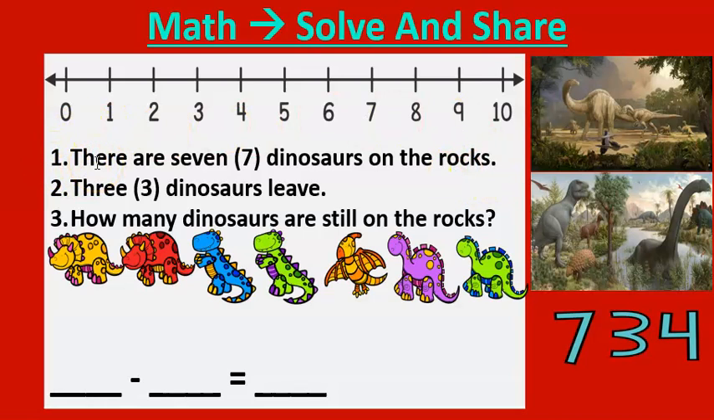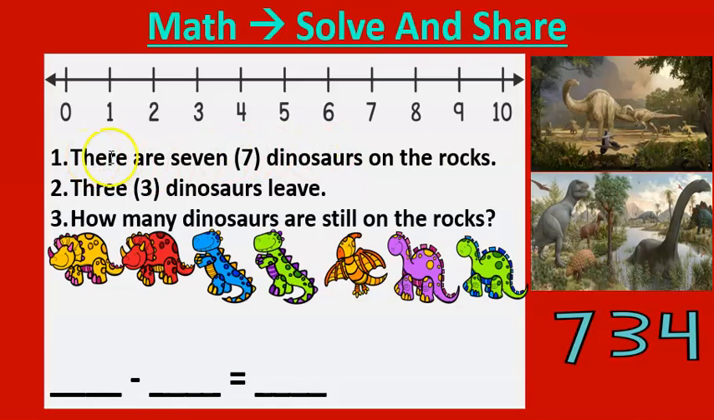I'm going to read with you, okay? We're going to have to do something with these numbers, okay? Let's read together first. There are 7 dinosaurs on the rocks. 3 dinosaurs leave. How many dinosaurs are still on the rocks? Okay, now let's come up here. Let's focus just on number 1. Let's read it again together.